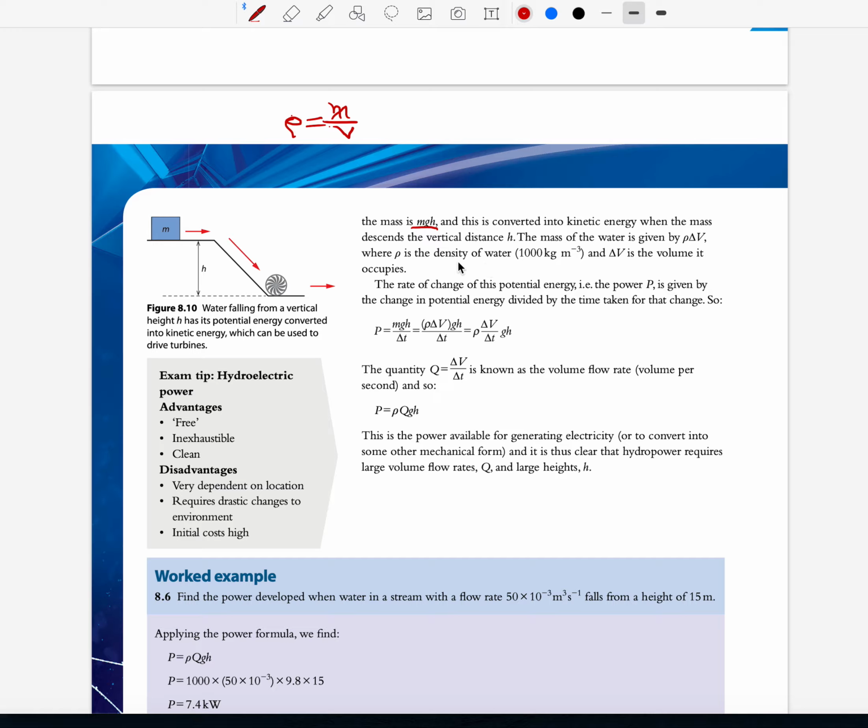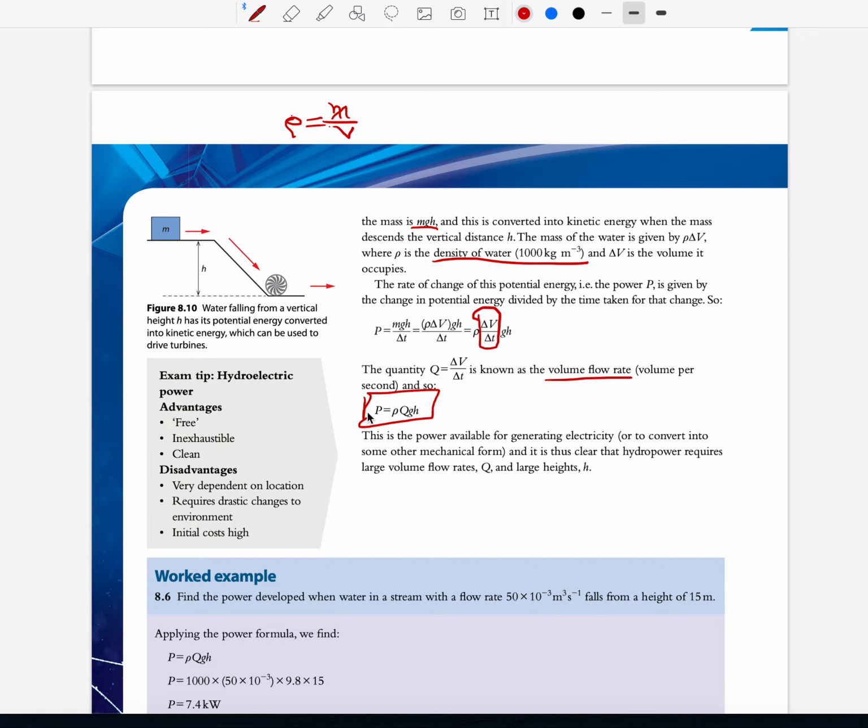The density of water is something that you should maybe be familiar with. In SI units, it's 1,000 kilograms per cubic meter. So the mass is density times volume, gh remains as is, divided by time. And this thing here, we usually call it the volume flow rate. This is how many cubic meters per second flow of water.